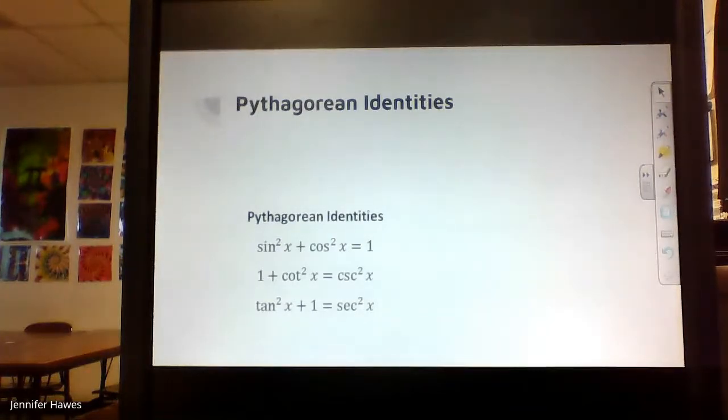We don't use these as much, but. So now how did I get this one? I divided everything up here by cosine squared. So sine squared divided by cosine squared will give you tan squared. Cos over cos is 1, and then 1 over cos squared is secant squared. Okay? Those 3 pages of notes is what we're going to be working with for these next problems.